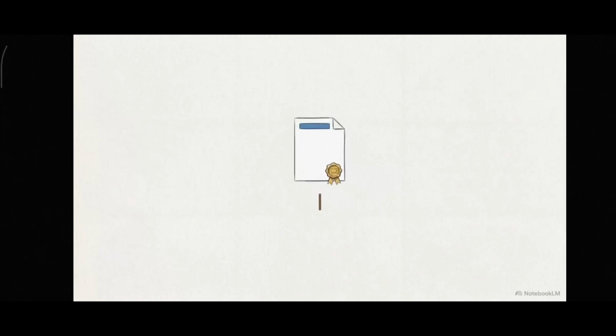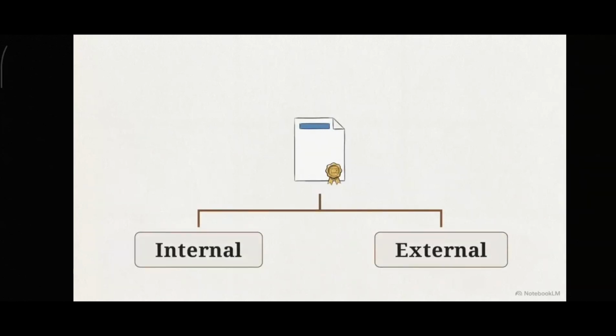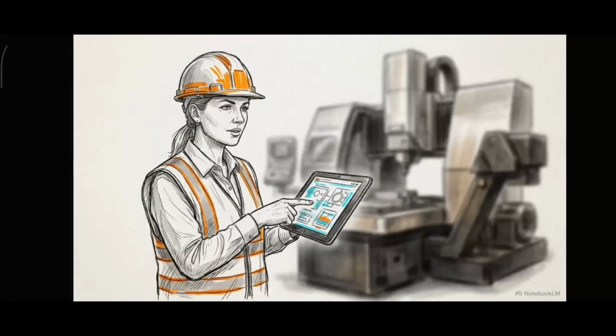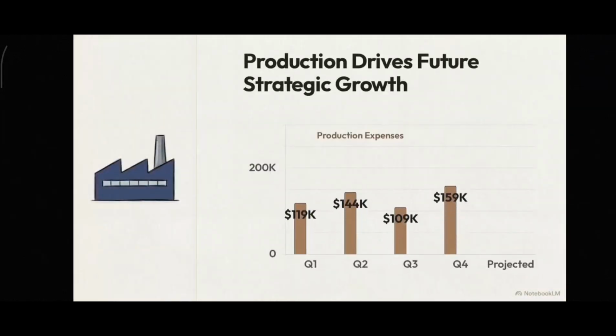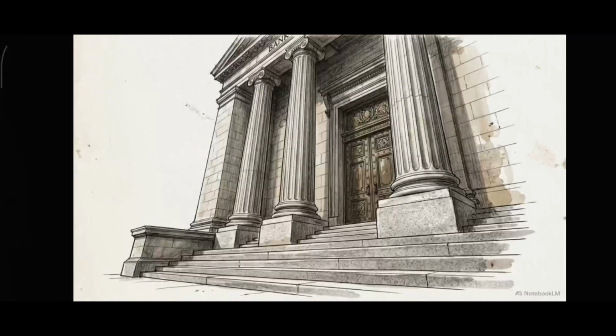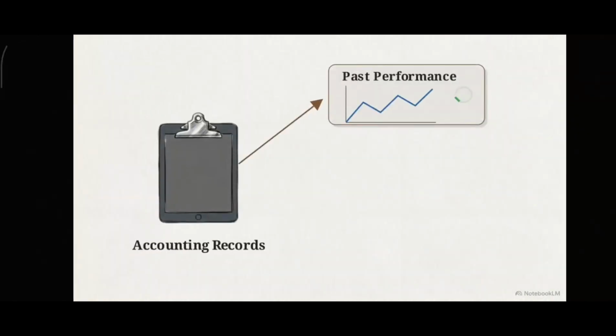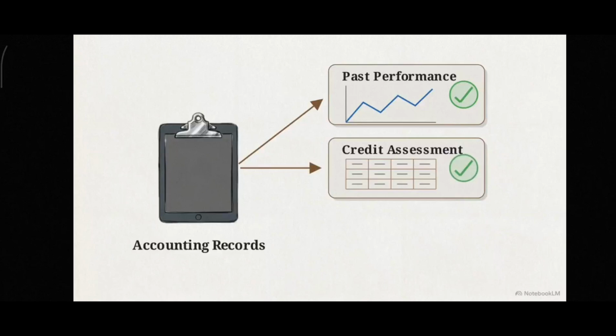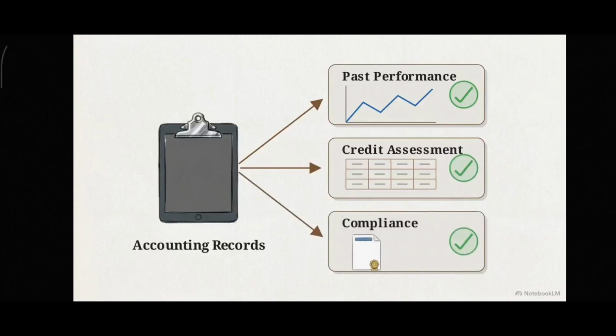The audience is divided into 2 distinct groups. Internal users, like CEOs and plant managers, rely on management and cost accounting. They use this data to analyze production expenses, strategize, and plan for the company's immediate future. External users, like investors, banks, and tax authorities, rely on financial accounting. They review reports to judge the company's past performance, assess creditworthiness, and verify its legal standing.